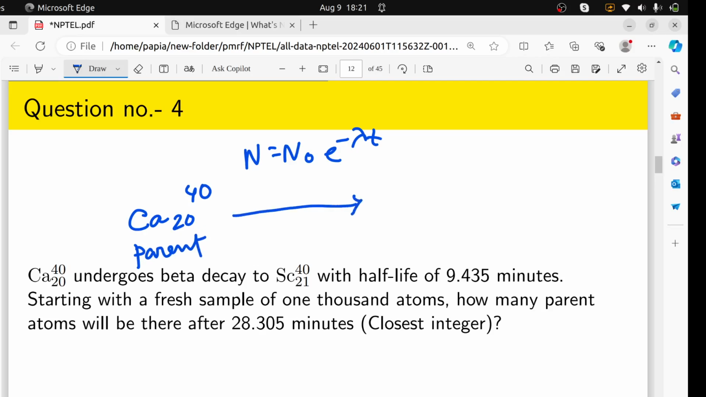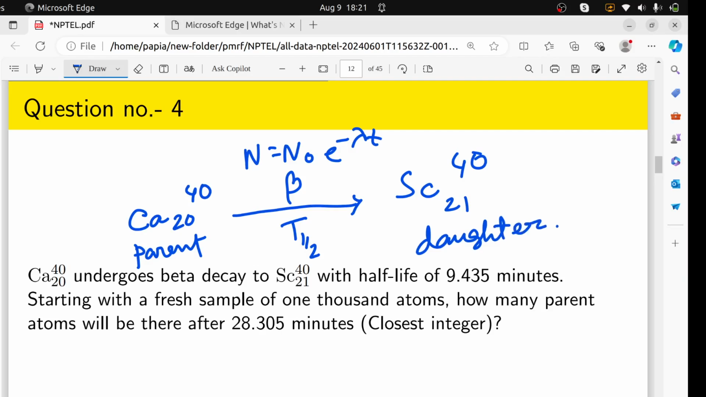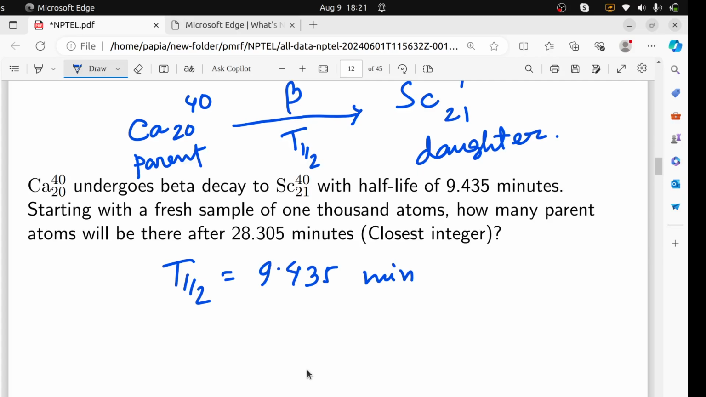Now it will decay by beta decay with the half-life, I can write it like, to scandium 21 40. So this is the radioactive process. So this is the parent and this is the daughter. Now it is given already what the half-life of calcium is. So that means t half is already given, that is 9.435 minute. Okay. Now starting with a fresh sample of 1000 atoms, that means N0 was given as 1000.